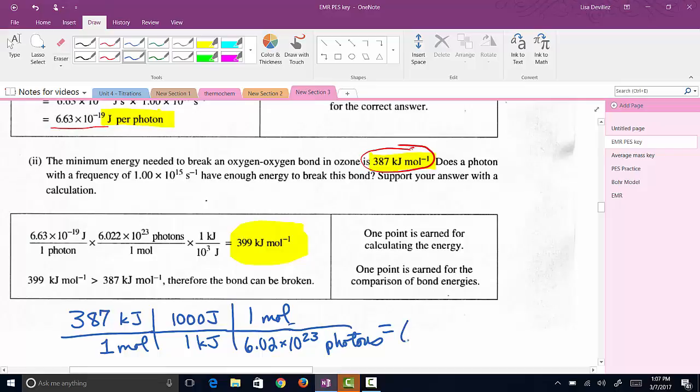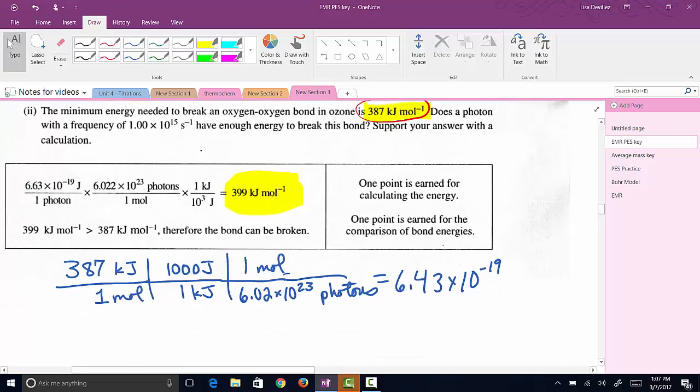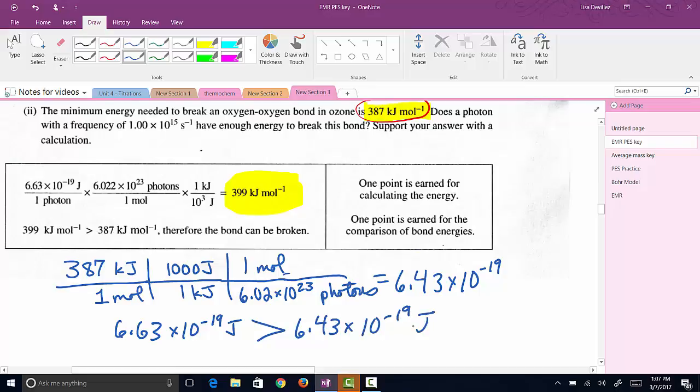Okay, so that gives 6.43 times 10 to the minus 19th. So if you converted that, you then made the comparison that the 6.63 times 10 to the minus 19th joules was greater than the 6.43 times 10 to the minus 19th joules. Some of you did it that way, which is perfectly fine. You should still get the 2 points if you did it that way. The key thing is just to remember they have to be in the same unit in order for you to be able to compare them.